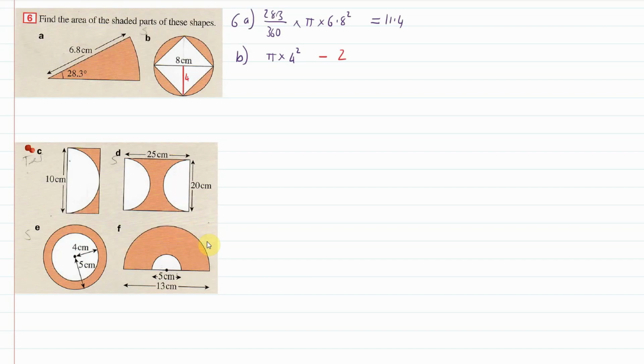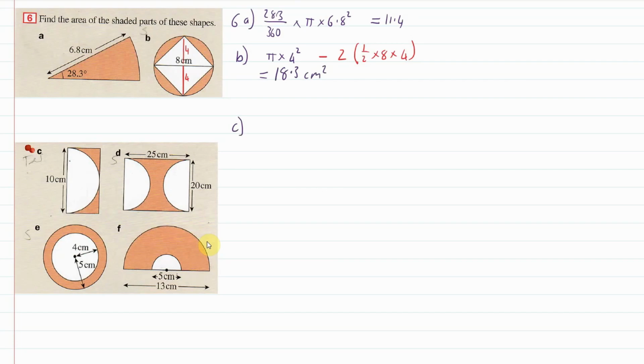This would be 4, and this bit here would be 4. So we're going to take away two lots of the triangle, half the base, which is 8 times the height, and there's two of them, top and bottom, and that should give us the area of the circle, take away the square. So I'm getting 16 pi, take away 32, and I'm getting 18.3 centimeters squared. Let's move on to C.